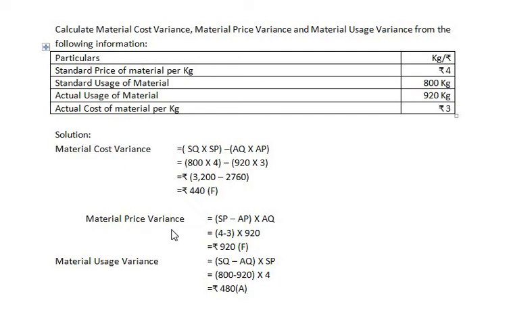Then we have the material price variance, where the formula is standard price minus actual price into actual quantity. So the standard price is 4, the actual price is 3, and the actual quantity is 920. So here you get 920 favorable. It means that the standard price of the actual quantity is greater than the actual price of the actual quantity, so that's why we get 920 favorable.